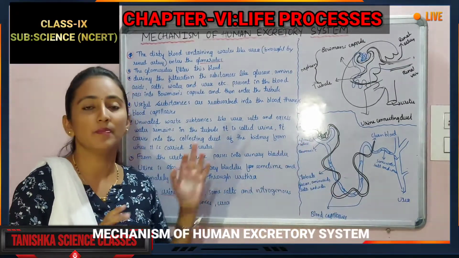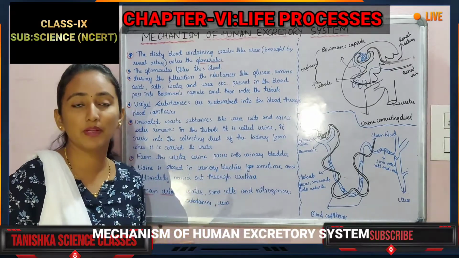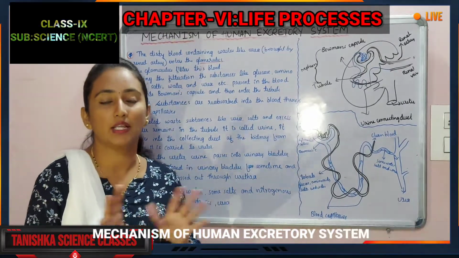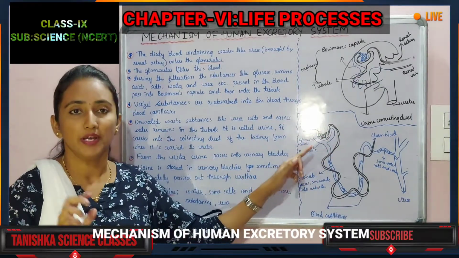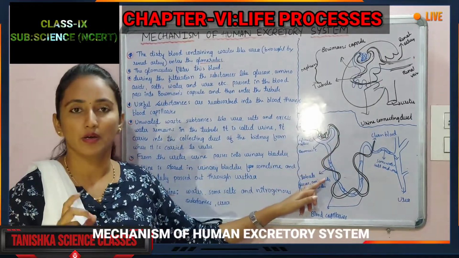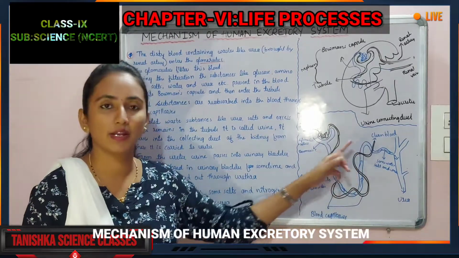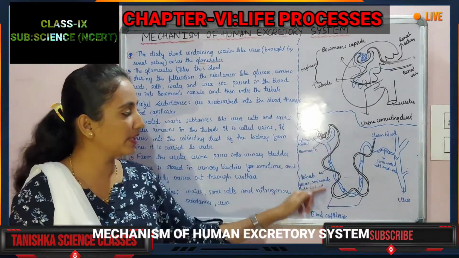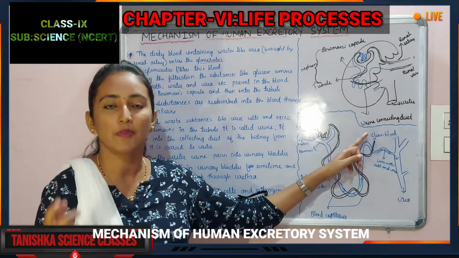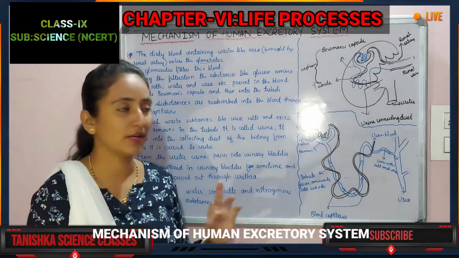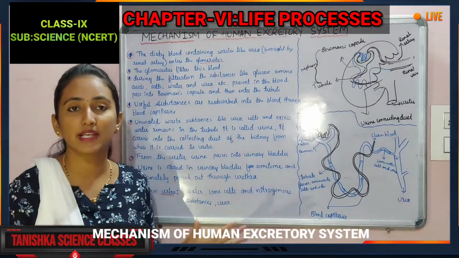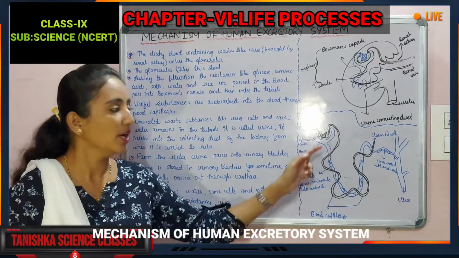Now the blood will be free from all the other substances. So what happens to that purified blood? It passes away from the kidney through the renal vein, from the capillary to the renal vein. Next it goes to the various parts of our body. Next, all the various substances will be absorbed by the tubule.